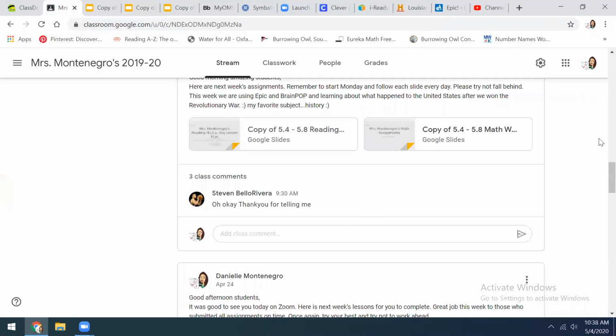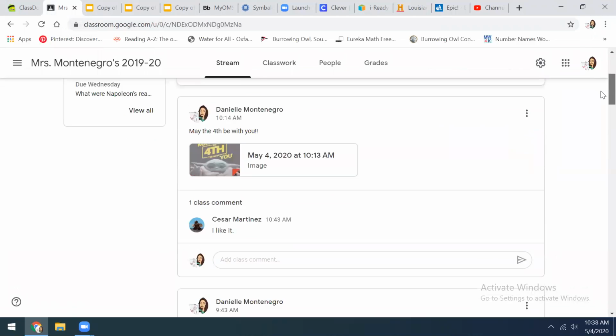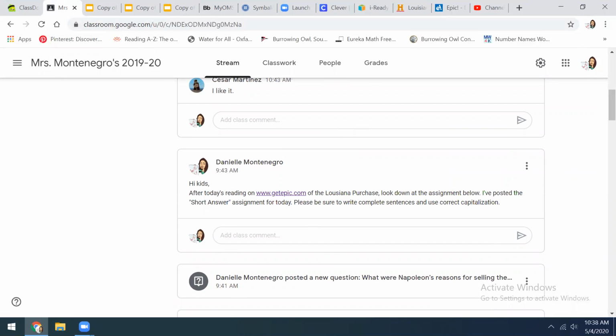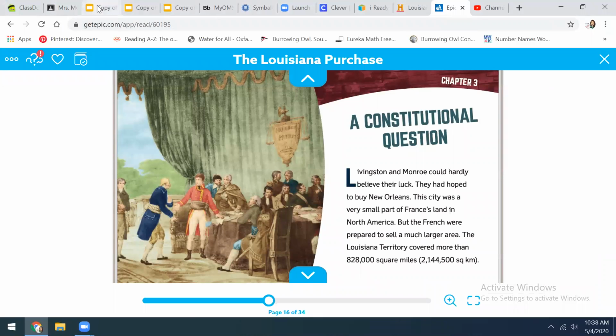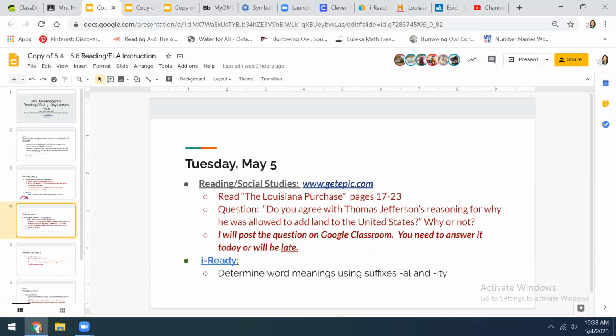And boys and girls, I put it as an assignment right here. Oops, that's not it. Here it is. It says, here's the question, and it's just basically a quick answer, a short answer, but it has to be correct capitalization and complete sentences because it's worth 5 points, okay? So today's assignment was, here's the question. Do you agree with Thomas Jefferson's reasoning for why he was allowed to add land to the United States? Why or why not? And so once again, you're going to have to post the answer on Google Classroom under the assignment, and I'll post it today sometime.